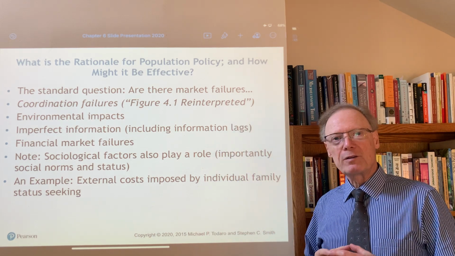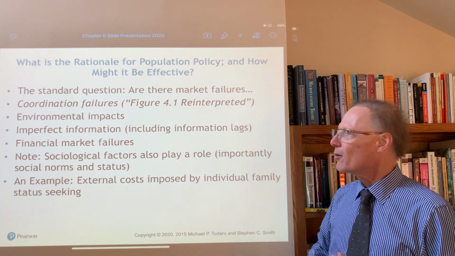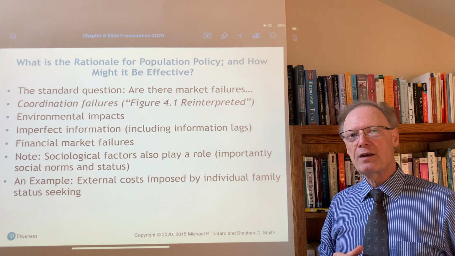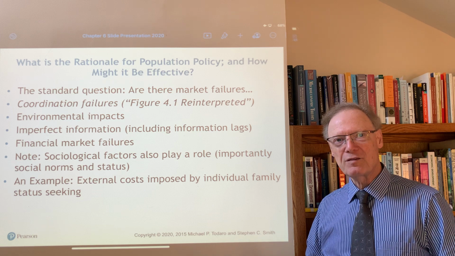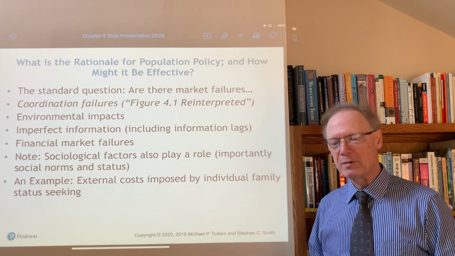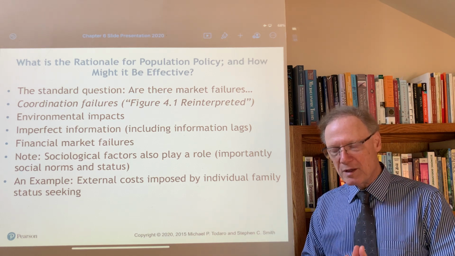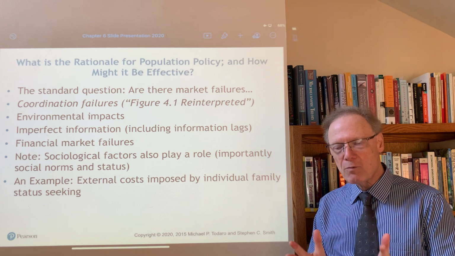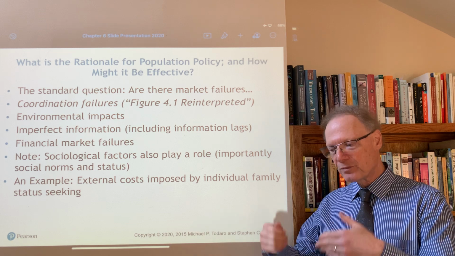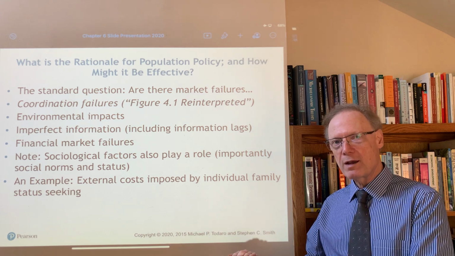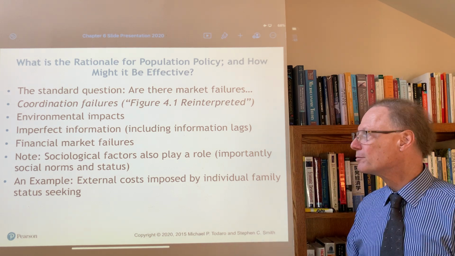In the previous episode, we looked at one of these in detail, namely coordination failures, our figure 4.1 reinterpreted, in which we looked at the case in which a key factor involving how people make decisions about how many children to have in their family will depend upon what others are doing. So that we could be stuck in an equilibrium that's a poor one from the point of view of those involved in the villages, stuck in an equilibrium in which there's high births per woman when the local preference really would be for a lower number of births per woman, such as 2.